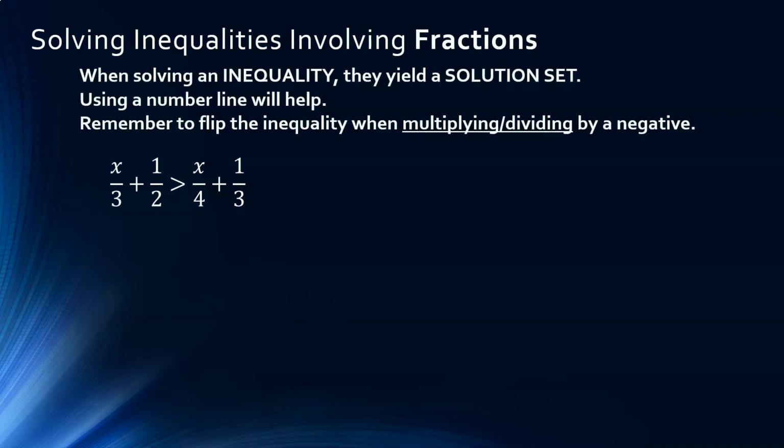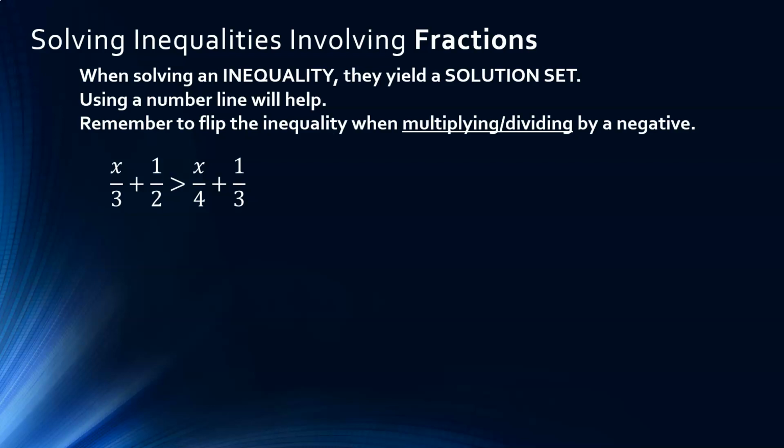Make sure you get this in your notes, so probably pause the video so you can write down all of this. When solving an inequality, they're going to yield a solution set, meaning we're not just looking for a single solution like we did in the previous two examples. We're going to have a set of values. Using a number line is going to help you identify what that set's going to be. Remember to flip the inequality anytime we multiply or divide by a negative number.